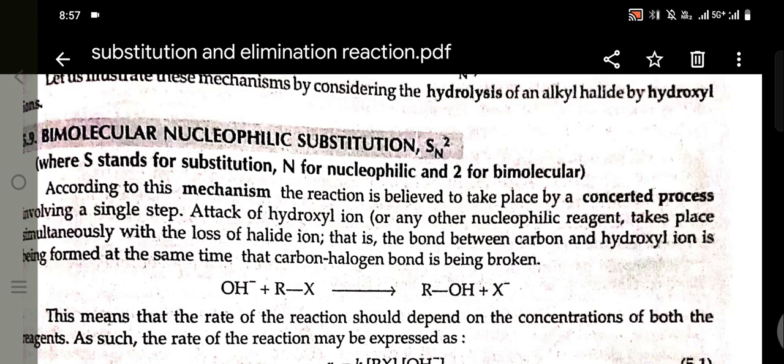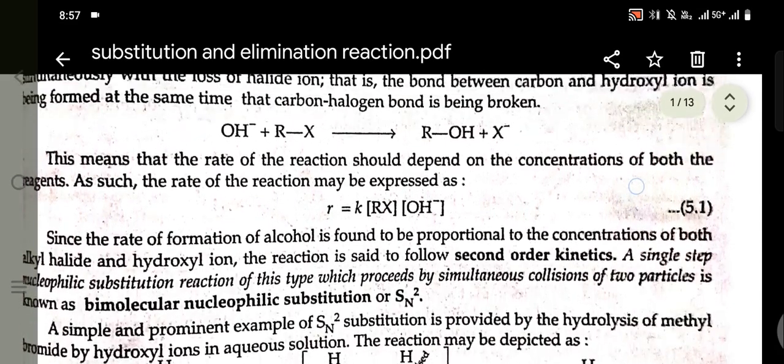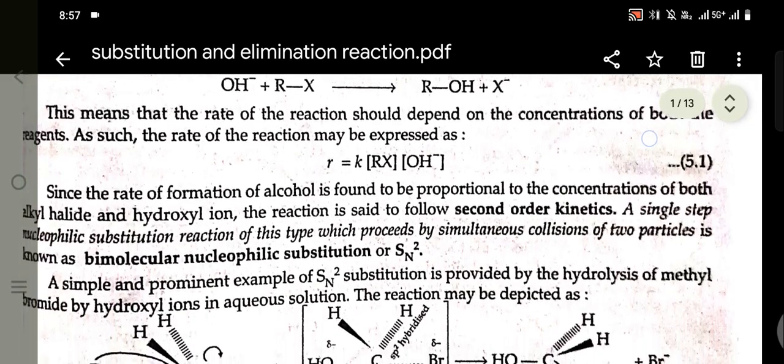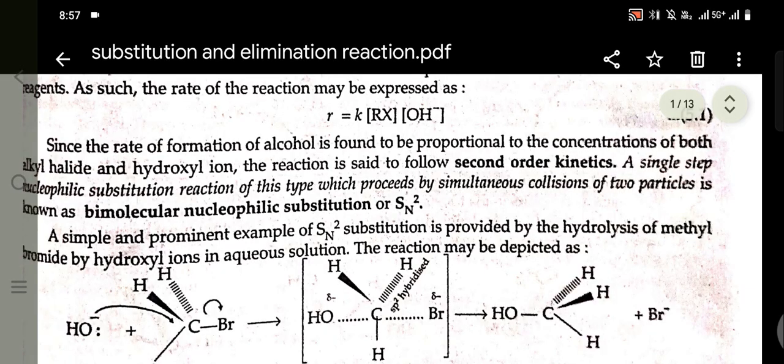This means that the rate of reaction should depend on the concentration of both the reagents. As such, the rate of the reaction may be expressed as R equals K [RX][OH⁻]. Since the rate of formation of alcohol is found to be proportional to the concentration of both alkyl halide and hydroxyl ion, the reaction is said to follow second order kinetics. A single step nucleophilic substitution reaction of this type, which proceeds by simultaneous collisions of two particles, is known as bimolecular nucleophilic substitution or SN2 reaction.